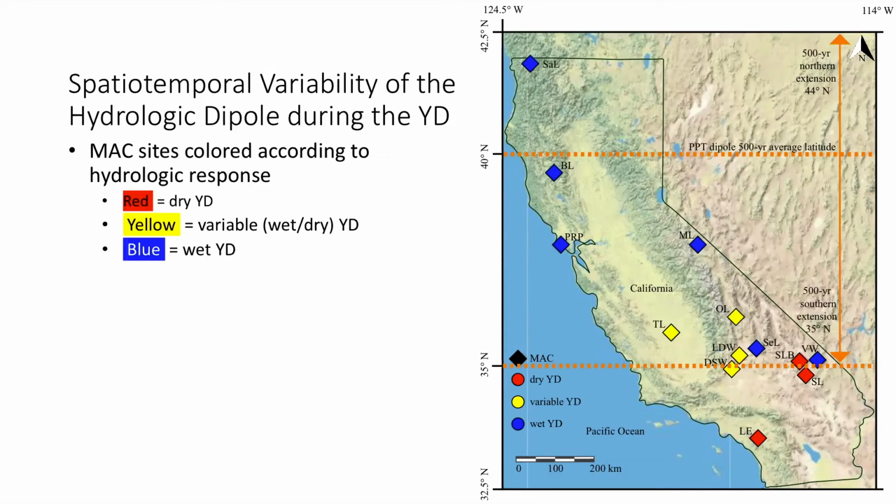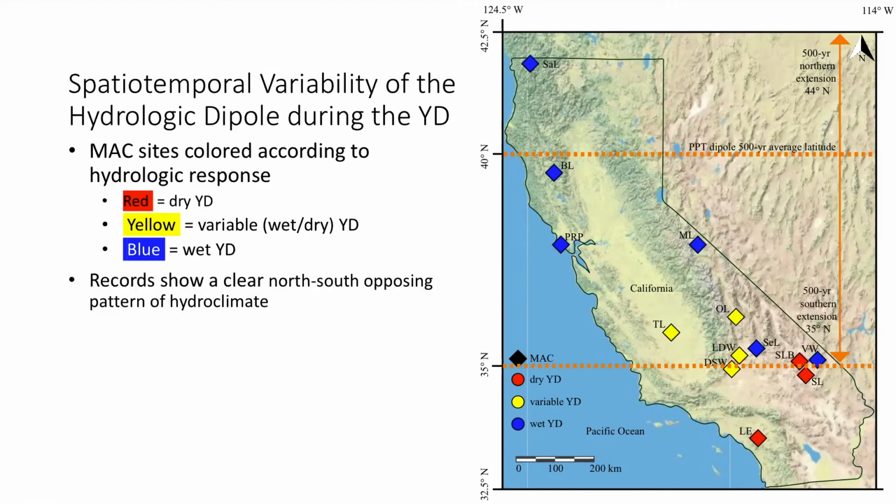We highlight the sites based on their hydrologic response, where red indicates a dry Younger Dryas, yellow indicates a variably wet dry Younger Dryas, and blue indicates a wet Younger Dryas. The orange line here indicates the average position of the precipitation dipole and its northern and southern boundaries.